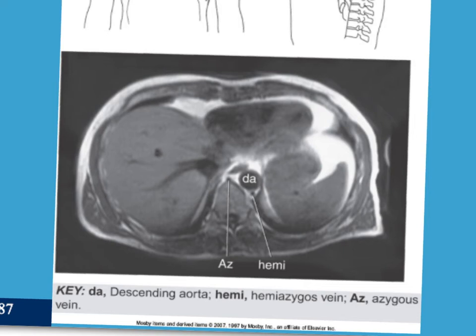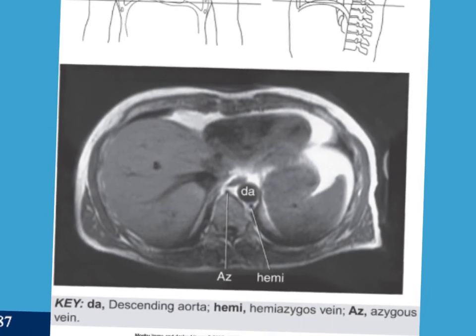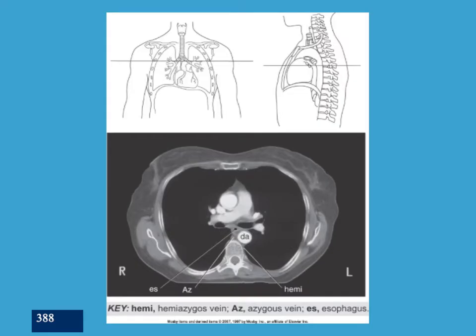So here's the azygos vein, this black part right here. I'm going to circle it. That's the azygos vein. And here's the hemiazygos vein on this side right here. So you can tell just by looking at it. The hemiazygos vein is always going to be on the left side, where the descending aorta is, and the azygos vein is going to be on the right side for the most part. Let's go to the next.